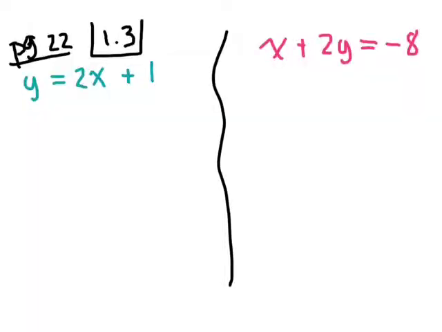Okay, so in this example, we're given two linear equations. And what we want to do is solve this. So we need to find the value of x and y that's true for both of them. We're going to use a graphing strategy.